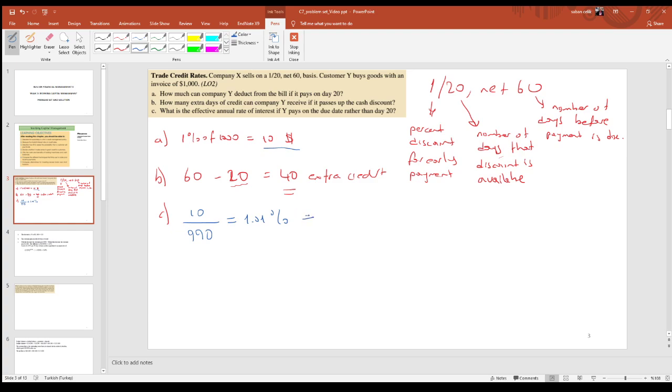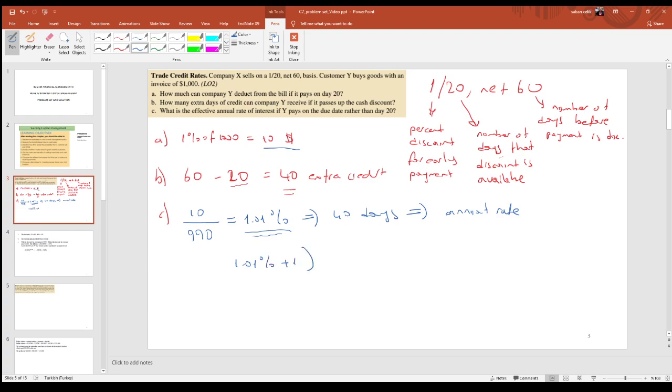So what if they don't? This rate is equivalent to the 40-day extra credit. So this 1.01% is a rate for 40 days. Now we need to find the equivalent annual rate of 40 days. So how to do that?